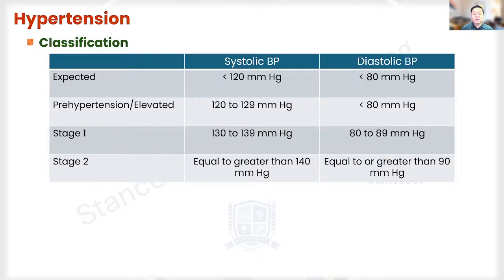Now, the person is considered to be in stage 1 hypertension if their systolic blood pressure ranges between 130 to 139 mmHg and 80 to 89 mmHg for the diastolic blood pressure. Now, they're going to be considered in stage 2 hypertension if their SBP is equal to or greater than 140 mmHg, or when their diastolic blood pressure is equal to or greater than 90 mmHg.